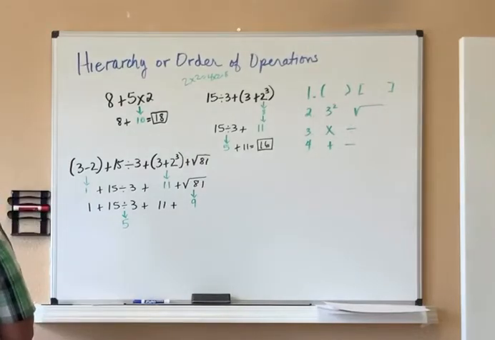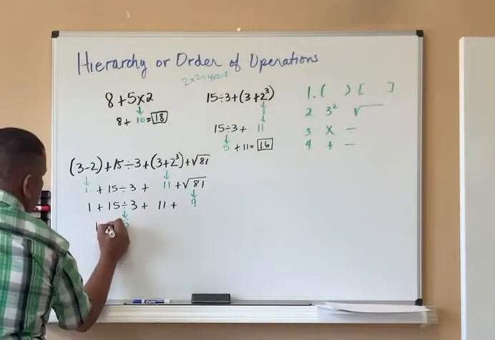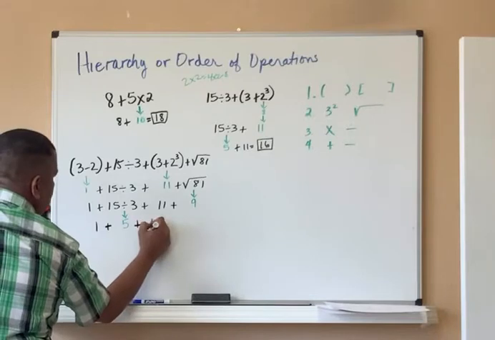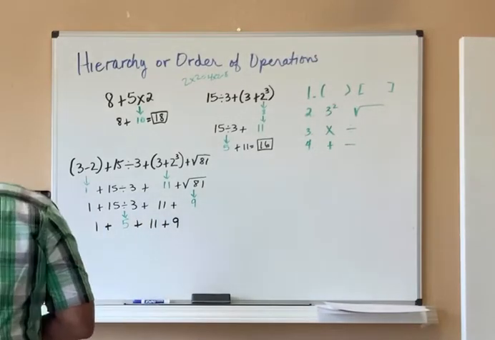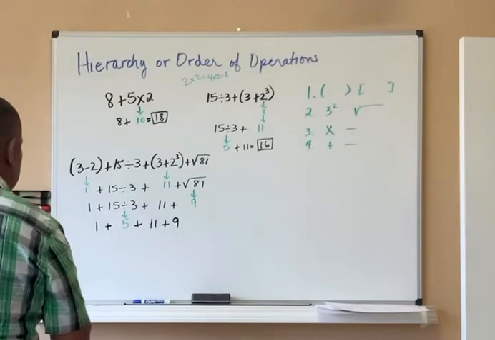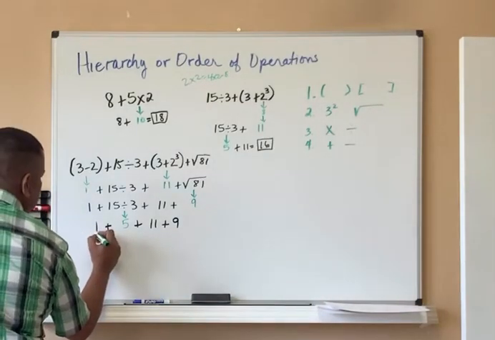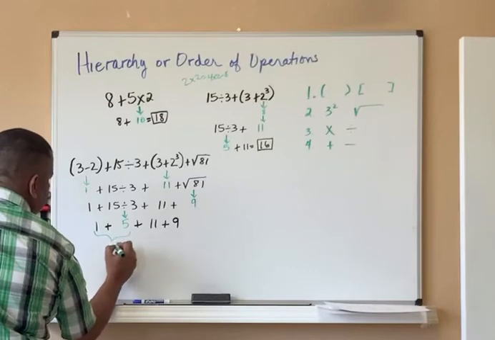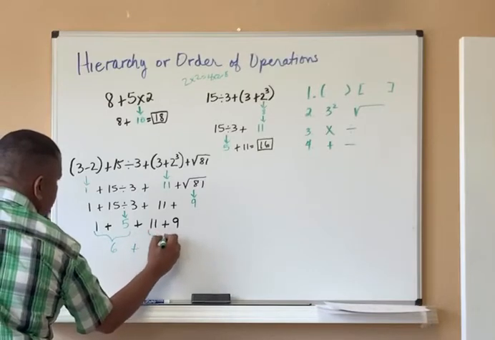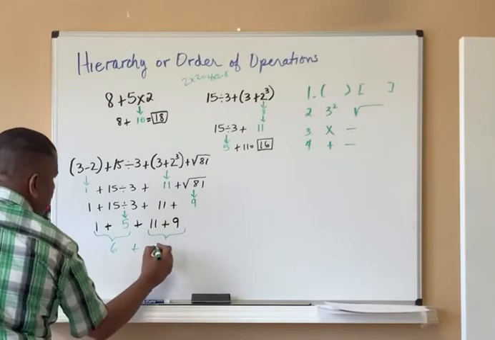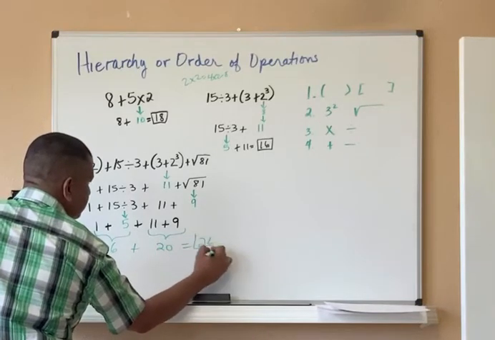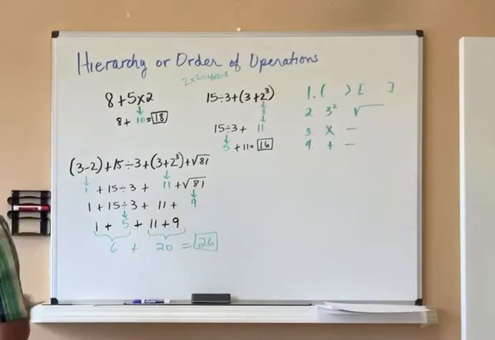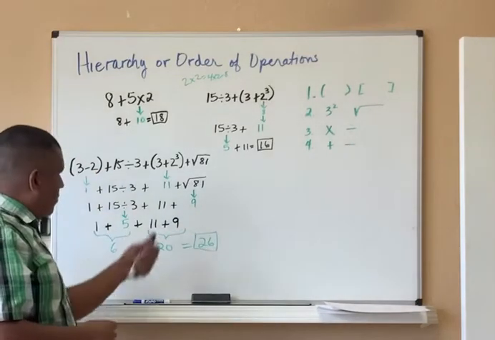So we bring down the rest of the problem. 1 plus 5 plus 11 plus 9. Now we are ready to work out the rest of the problem. Okay, 1 plus 5 is 6, plus 11 plus 9 is 20... so our answer is 26. Very, very simple. Let's go ahead and work another similar longer problem.